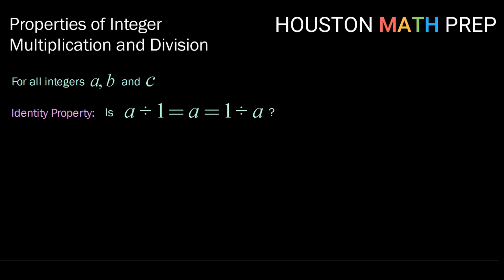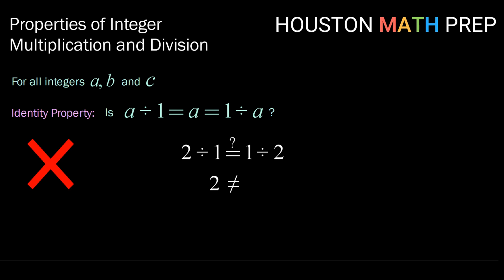How about the identity property? Is there a division identity? Is a divided by 1 equal to a? And is that the same as 1 divided by a? Well, let's take an integer. How about 2? 2 divided by 1 we know is 2. But how about 1 divided by 2? Is that the same? Well, no, certainly not. In fact, 1 divided by 2 is not an integer at all, so it is not equal to 2. Therefore, integer division does not have the identity property.